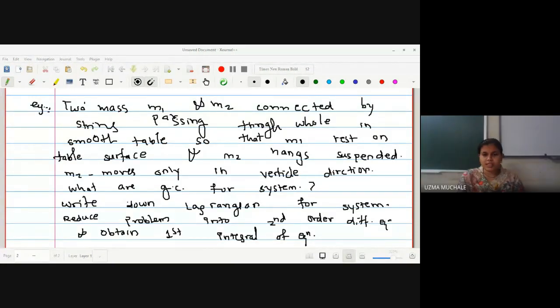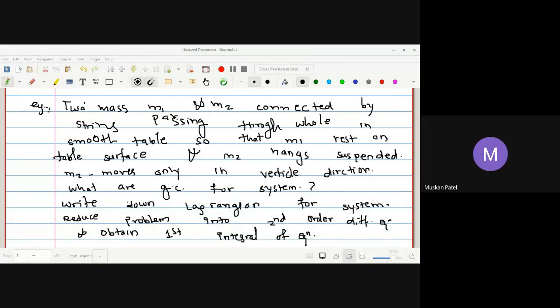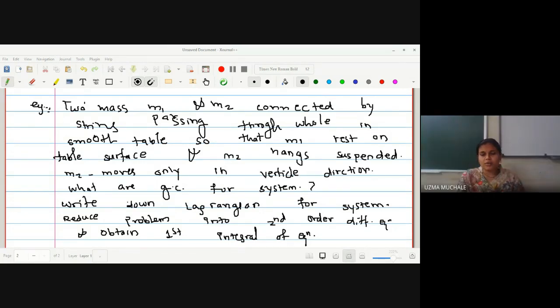So, next. How is it suspended? M1 is at rest position and M2 hangs. Can you explain to me how it looks on the table, or whether you can imagine how it looks? How do we keep it on the table?